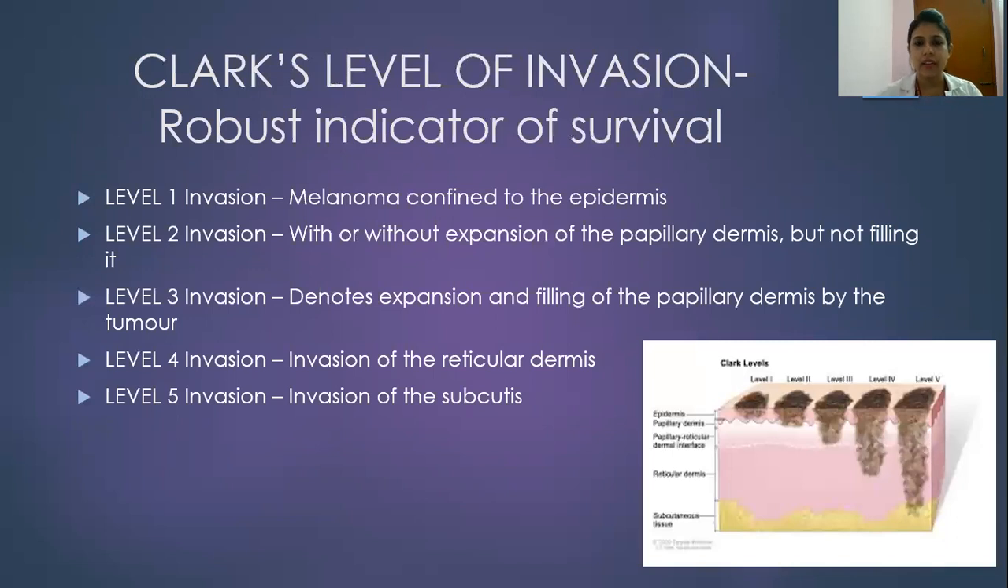We also have Clark's level of invasion, which is a robust indicator of survival. Level 1 invasion means the melanoma is confined to the epidermis. It is not coming below the epidermis. Level 2 invasion means it is with or without expansion of the papillary dermis, but not filling it. So level 2 means it is involving the papillary dermis, but it may or may not fill it. But level 3 denotes filling.